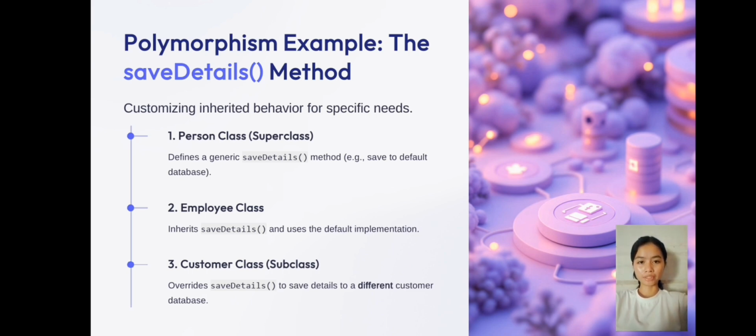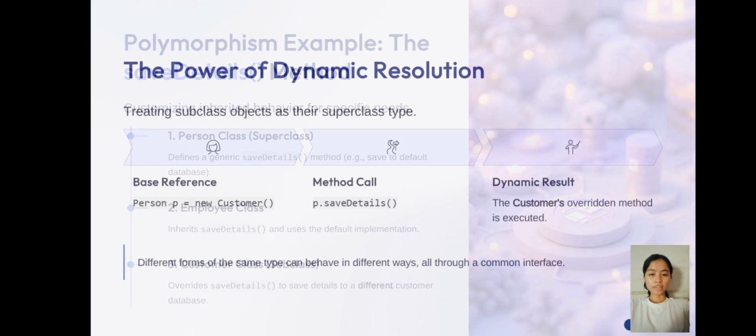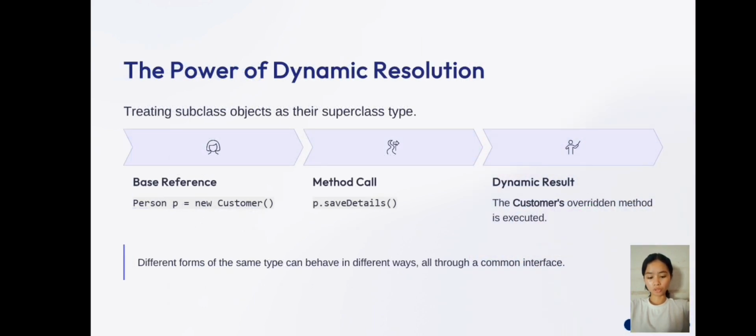Finally, we have the Customer class, which also inherits from Person, but this time, it overrides SaveDetails. That means it changed the behavior of the method. Instead of saving to the default database, it saves to a different customer database. So even though all these classes have the same method name, each one can perform different tasks. That's the main idea of polymorphism. One method, many behaviors. Now let's move on to the next slide, the power of dynamic resolution.